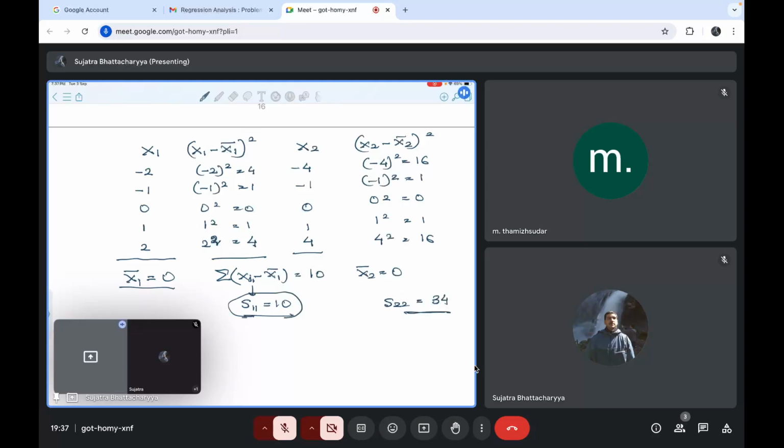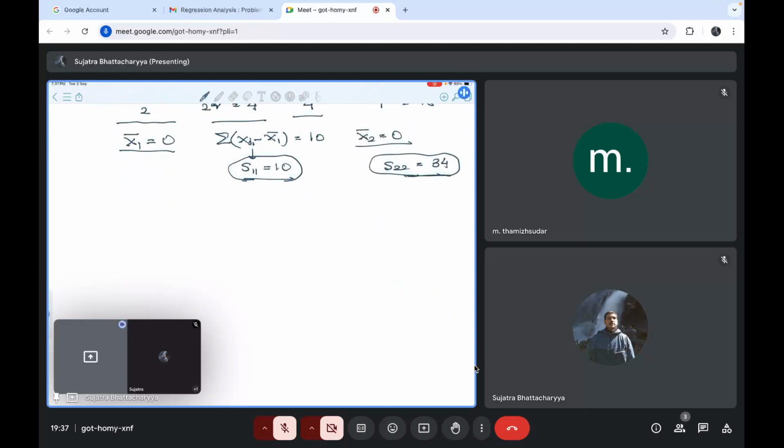So we have found S11, S22, and X1 bar and X2 bar are both zeros. But at the same time, we have to do it for y also, right? So y is given as 12, 9, 9, 14, and 16. Let's do y bar. 16 plus 14 is 30, 39, 48, 60. 60 divided by 5 is 12. Right? Y bar is 12.